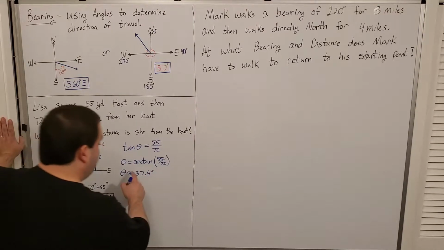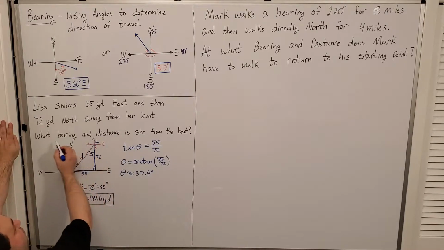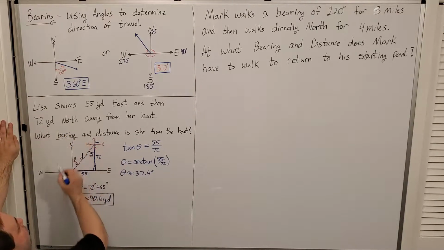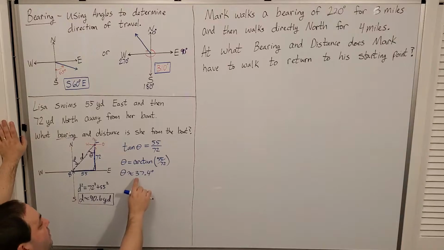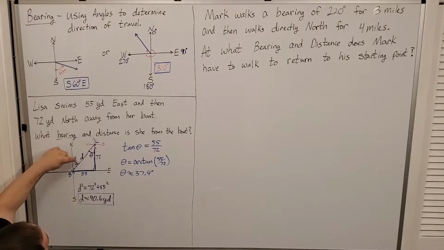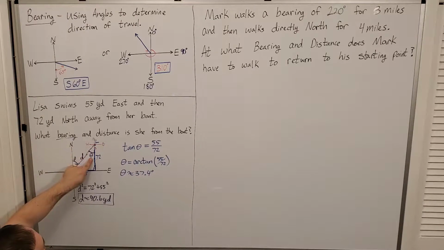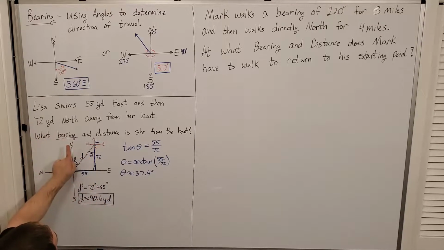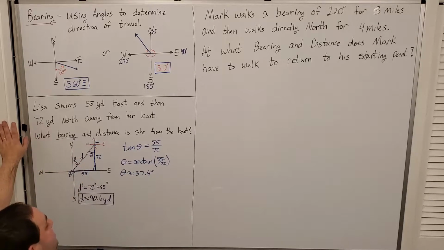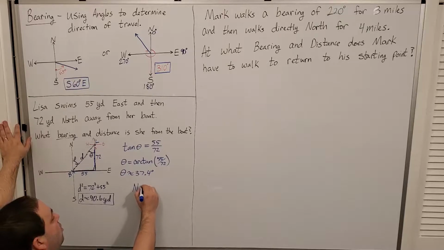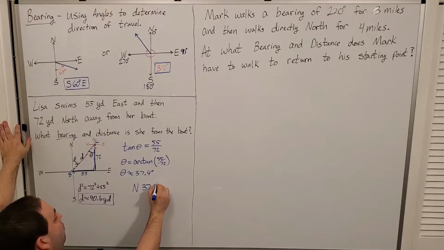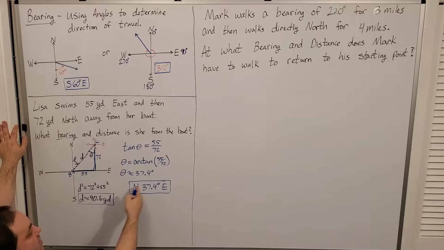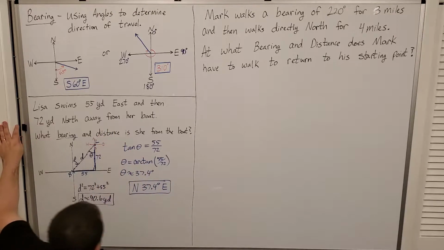So that's not the answer, remember. It asked for the bearing, right? It wants this bearing. Therefore, I'm going to use this angle, which, by the way, is this angle. I just use this to calculate it, but remember, it's technically here. I am north, and this angle corrected to the east. So the bearing is north, 37.4 degrees east. Which makes sense, right? She's north and east from the boat.